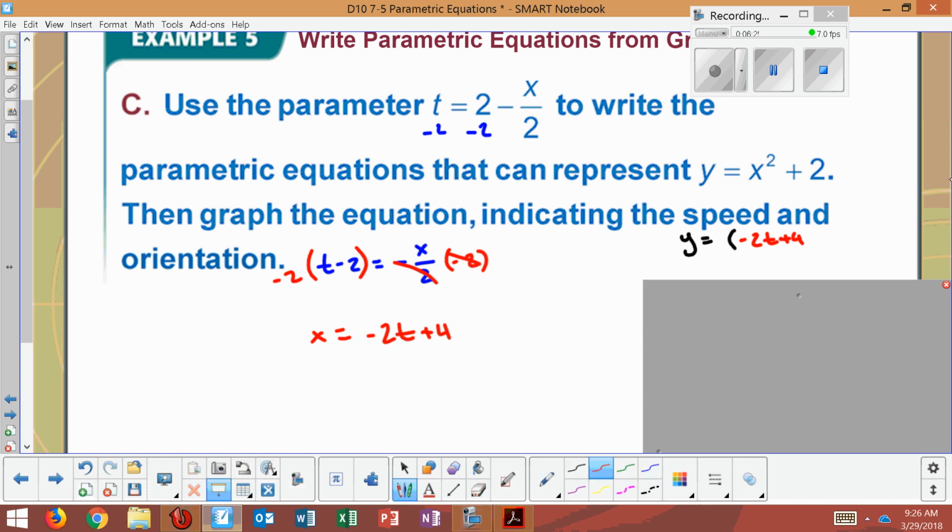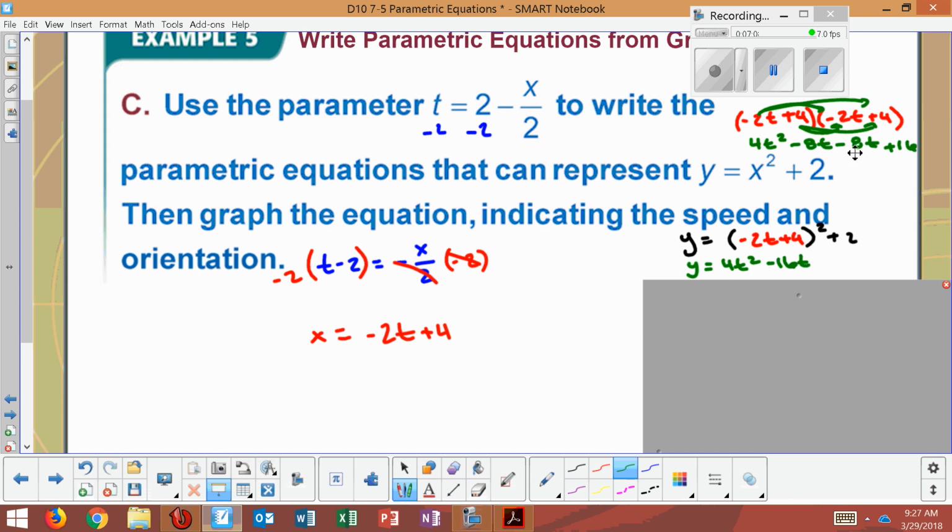Color coordinate this. Squared plus 2. Again, we need to FOIL this. So if I went up above and had negative 2t plus 4 times negative 2t plus 4, when I FOIL this, I can see that I'm going to have first times first, which will be negative 2t times negative 2t is 4t squared. And then I will have negative 2t times positive 4, which is negative 8t. Here, another negative 8t. And then finally, 4 times 4 is 16. So I would have y equals 4t squared, negative 8t, another negative 8t is negative 16t plus 16 plus 2.